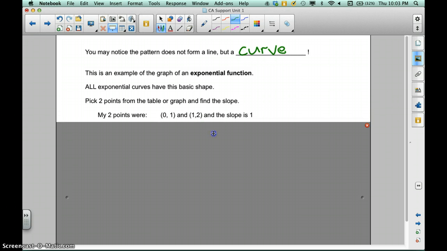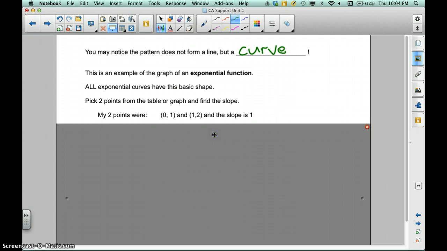Okay, so my 2 points were 0, 1, and 1, 2. I took them right from the table. And when I did, 2 minus 1 was 1, and that went on top, and 1 minus 0 is 1, and that went on the bottom, and so my slope is 1.